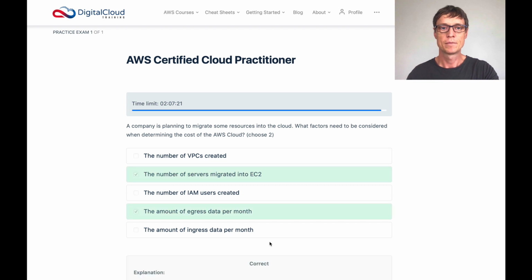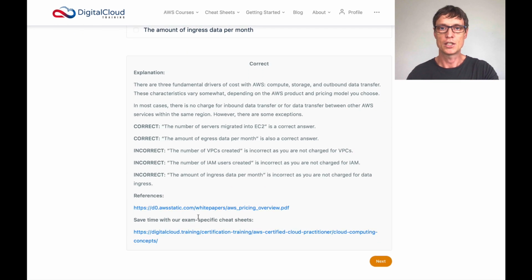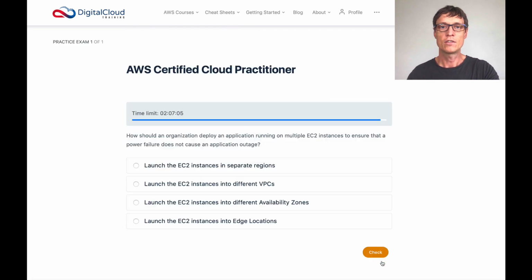Let's click on check. And sure enough, those are the correct answers. And we've got a bit of an explanation here. So as it says in the explanation, remember the 3 fundamental drivers of pricing on AWS are compute, storage, and then outbound data transfer. So let's click on next and see our next question.